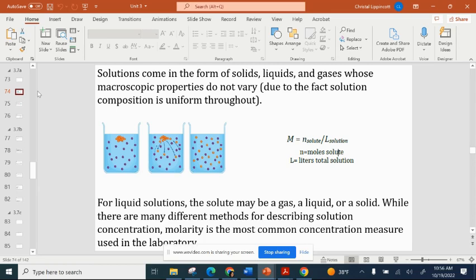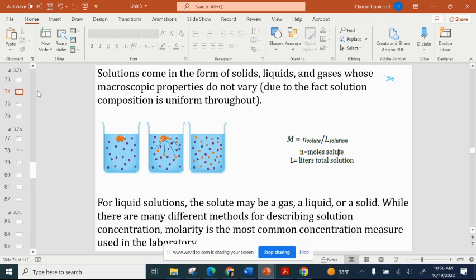Remember, we've talked about molarity. Molarity is the capital M. We also talked in regular chem and honors chem about molality. We don't do molality in AP. We only do molarity and mole fractions.